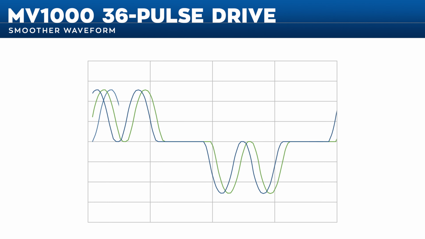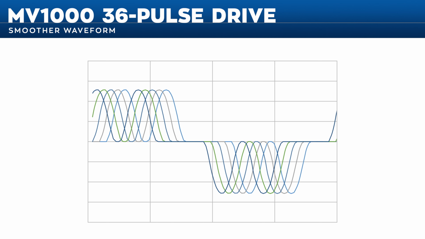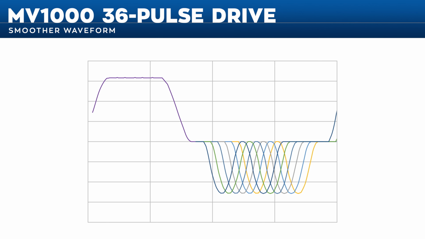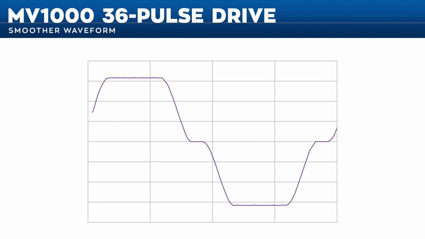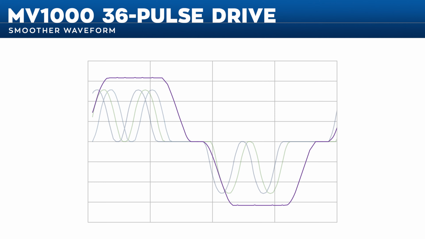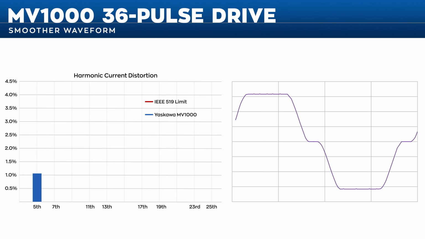Just as a 12-pulse drive creates a smoother waveform than a 6-pulse drive, by summing 2 sets of rabbit ears, a 36-pulse drive nearly approaches a sinusoidal waveform by summing 6 sets of phase-shifted rabbit ears. The resulting current waveform contains negligible harmonic current content and exceeds industry guidelines for allowable harmonic distortion.